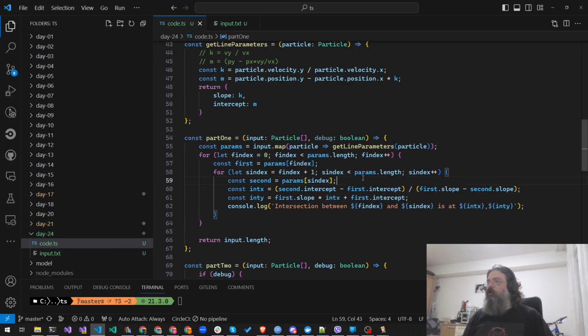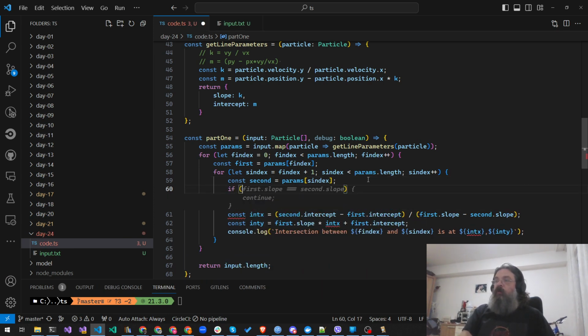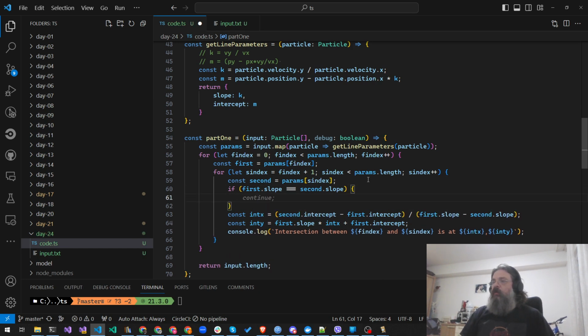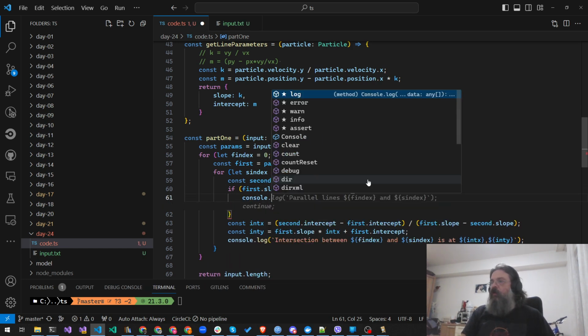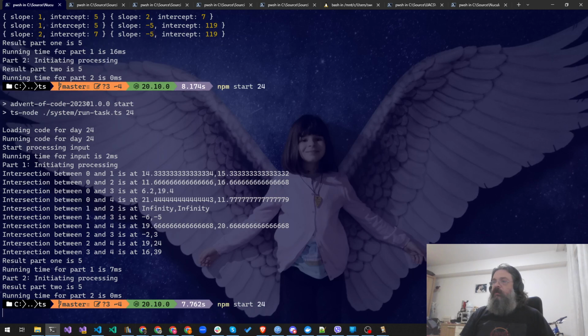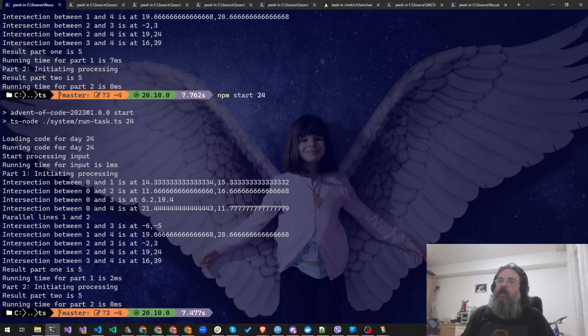So what we can do, we can see if they are parallel. How do we check that? Well, if they have the same slope. Console log, parallel lines, and then continue. Let's see if we are checking that correctly. Yep, 1 and 2 are parallel.